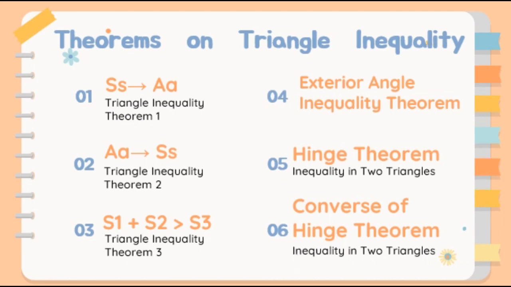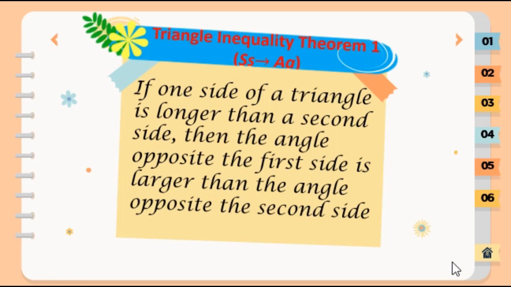two triangles. Now let's talk about triangle inequality theorem 1, or the relationship of side and its opposite angle. If one side of a triangle is longer than a second side, then the angle opposite the first side is larger than the angle opposite the second side.